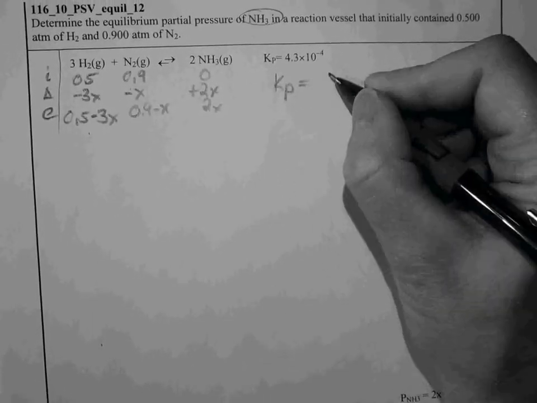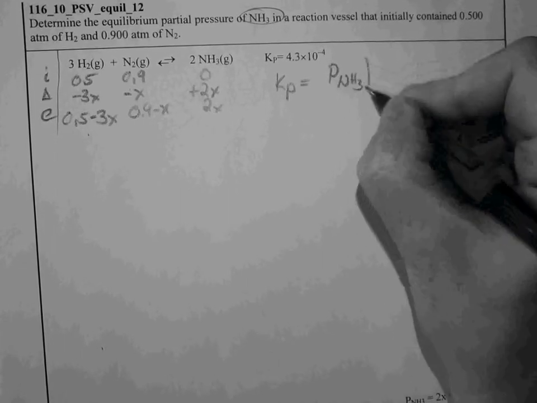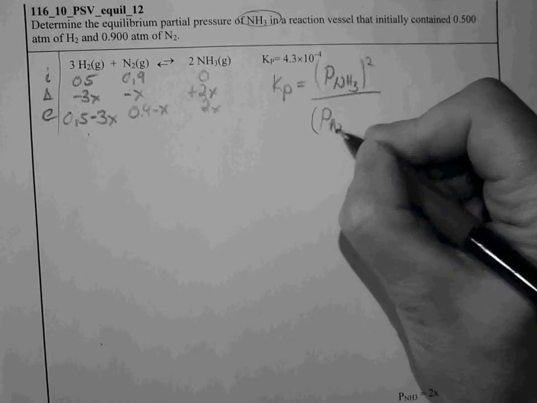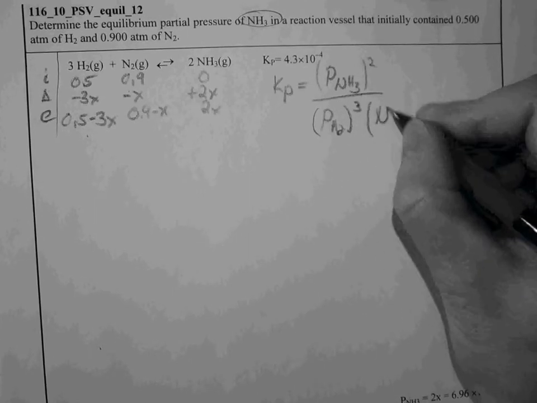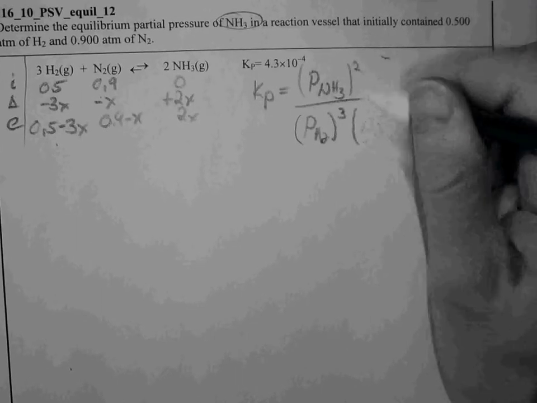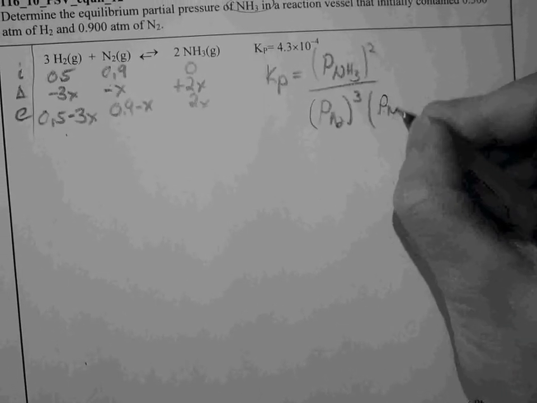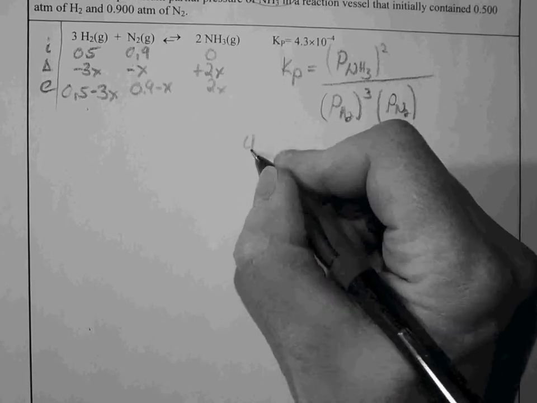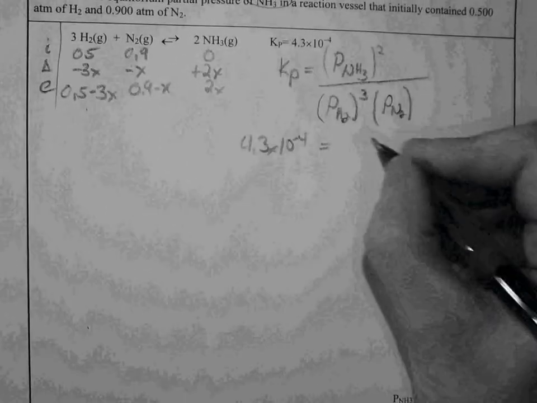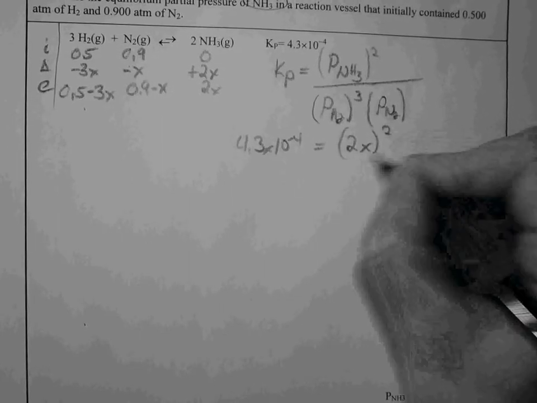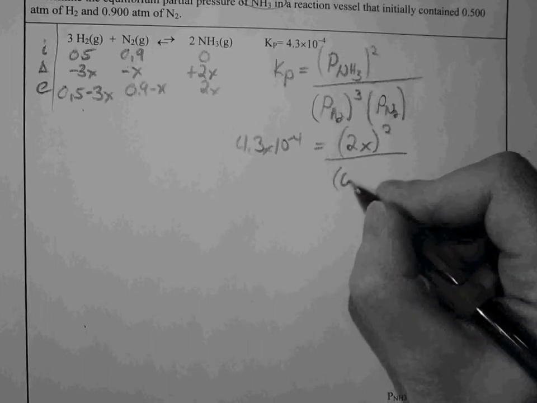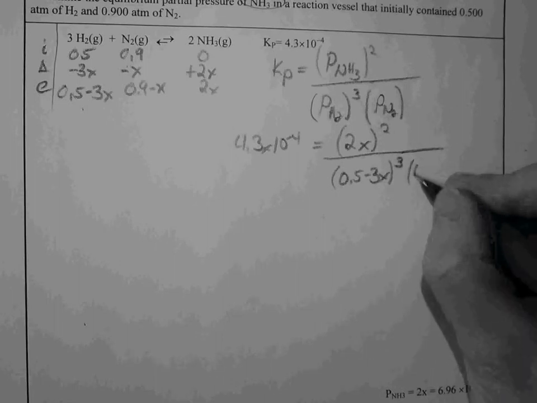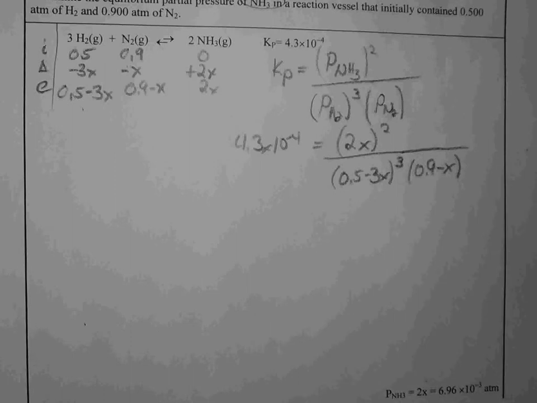So K sub P is going to be the pressure of ammonia, squared, over the pressure at equilibrium of H2 to the third and the pressure of N2 at equilibrium. Alright, we can sub in what we know. So this is 4.3 times 10 to the minus 4. This is 2x, quantity squared, and this is 0.5 minus 3x, quantity to the third, and 0.9 minus x to the first power.